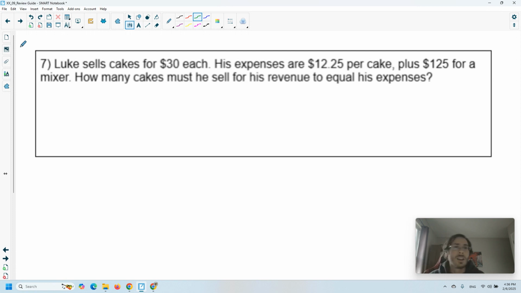All right. For 7, we got a real-world problem here. Luke sells cakes for $30 each. He's got his expenses, $12.25 per cake, plus $1.25 for a mixer. How many cakes must he sell for his revenue to equal his expenses?